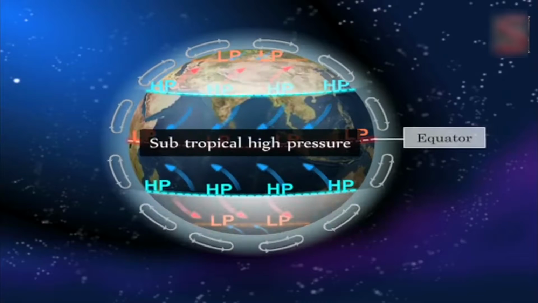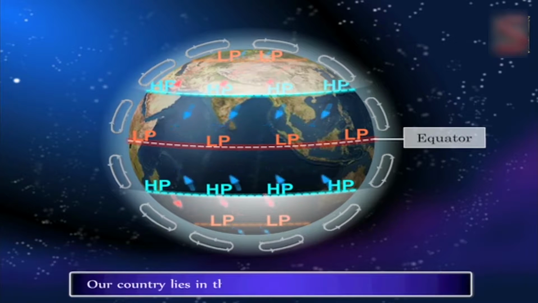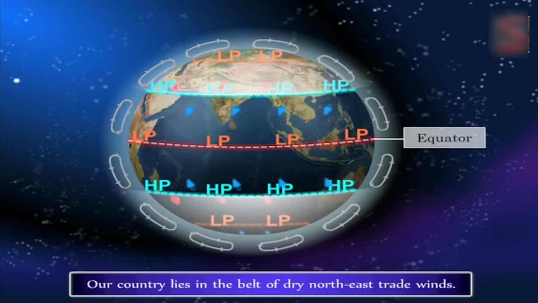The subtropical high pressure in the northern hemisphere results in permanent winds. These winds blow towards the equatorial low pressure belt by deflecting towards the west, and these winds are called trade winds. Our country lies in the belt of dry northeast trade winds. Trade in the German language means track. These winds blow steadily in the same direction and in a constant course.